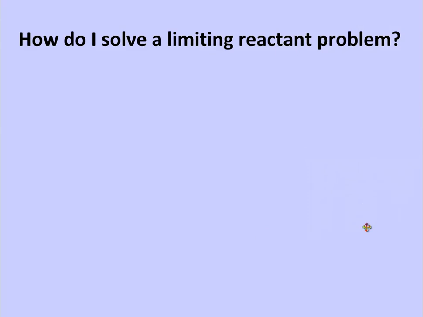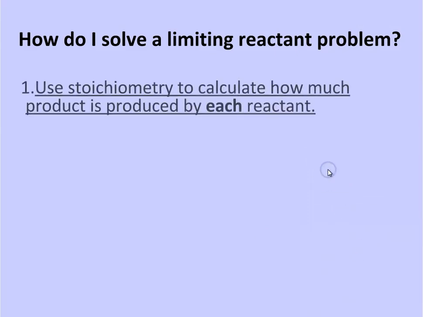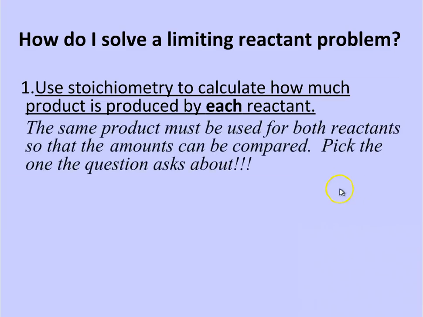So let's talk about how we solve a limiting reactant problem. You first need to use stoich to calculate how much product you're going to produce from each reactant, right? Just how we calculated how many s'mores we could make from each ingredient. We also need to calculate how many moles or grams of a given product we're going to produce from each reactant, right? So you're going to do it a couple times. You have to calculate the same product, right? If there's 2 products, you're going to have to pick one and calculate how much of that is produced from each reactant separately in order to figure out how much would actually be produced, right?